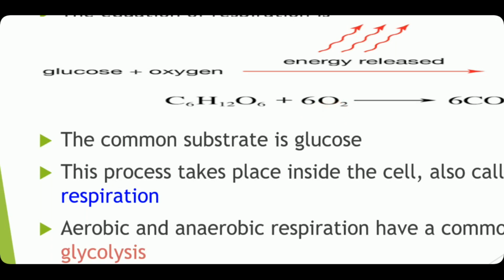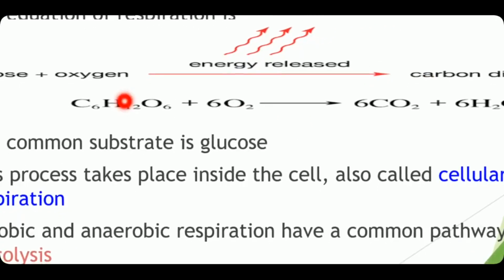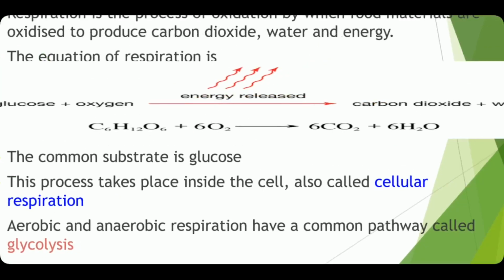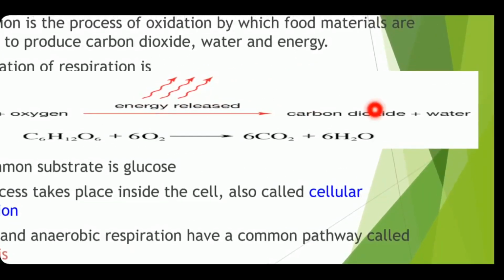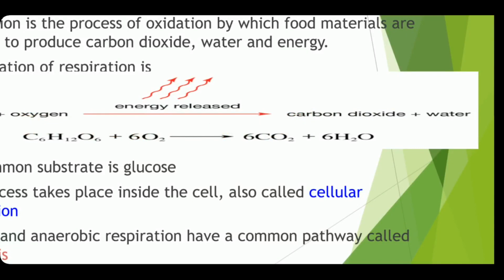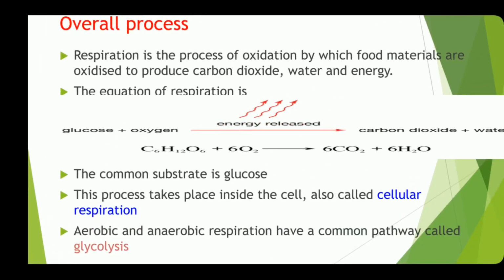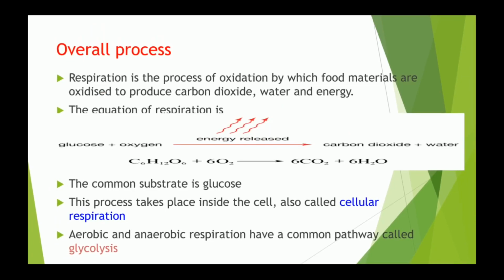And then after that, this is broken down. When it gets oxidized in the presence of oxygen, it forms 6CO2. 6CO2 is nothing, it's just carbon dioxide, and water is produced. So very simple: when glucose and oxygen react together, they form carbon dioxide and water, with the release of energy. How many ATPs are produced? About 38 ATPs are produced in this reaction. So this is the overall process of respiration.